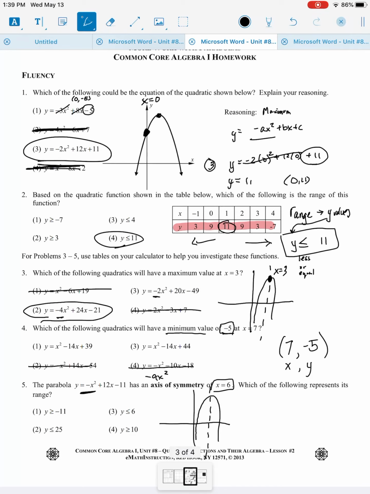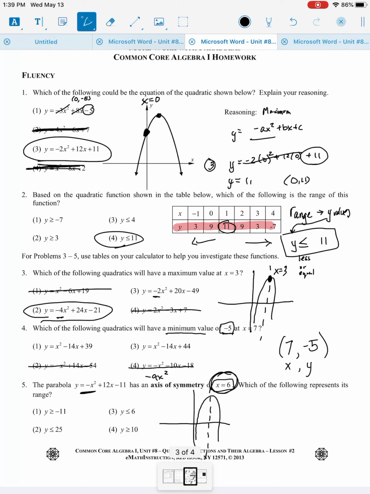Now it says, which of the following represents its range? Well, if I know what my x value is for my maximum, I can substitute that into the equation and actually find out what my y value is, and that would be my largest y value of the graph because it occurs at the maximum.